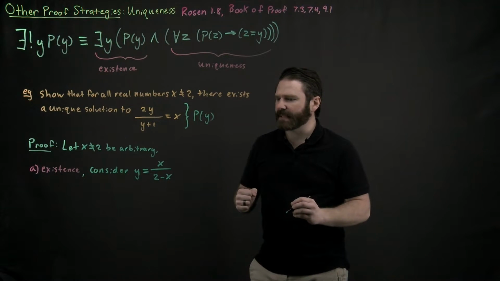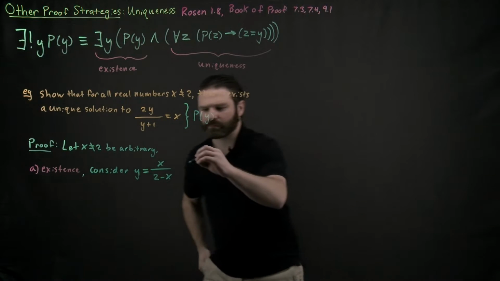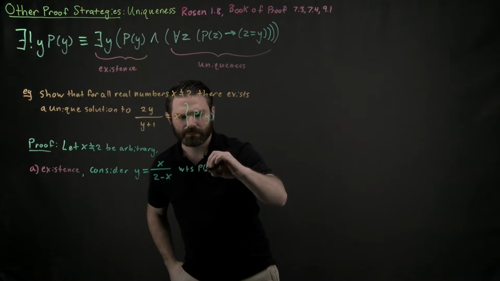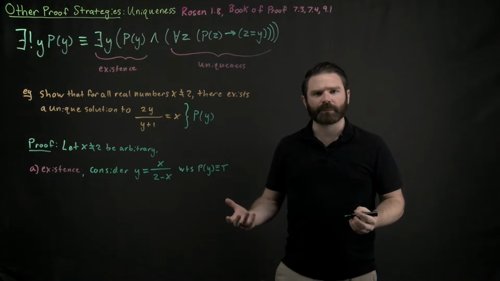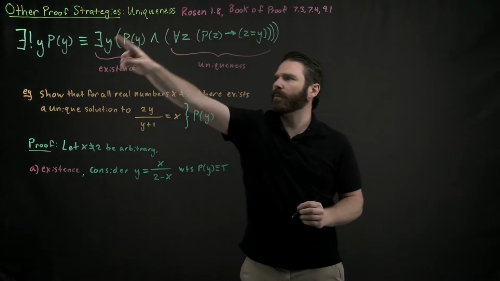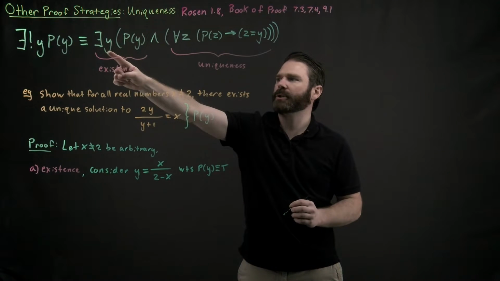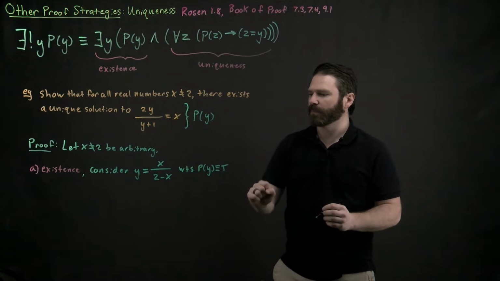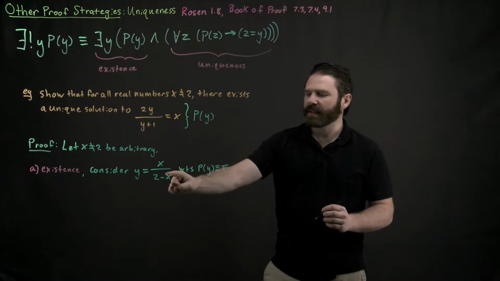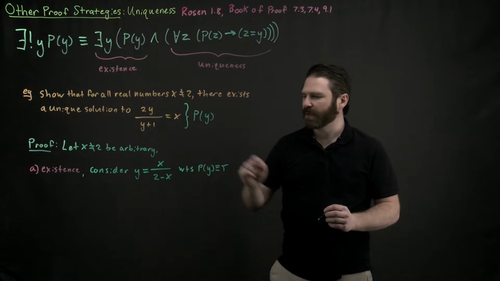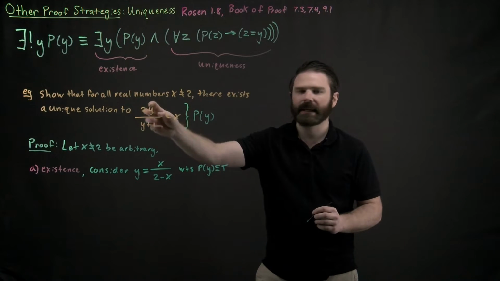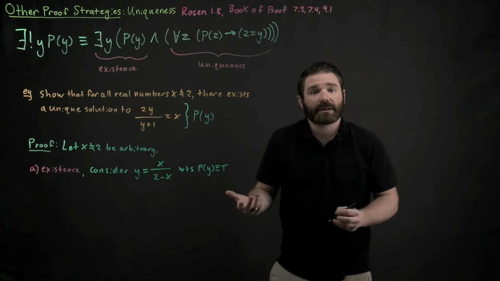So let's consider that. And what we want to show is that P of y is true. Remember, we're doing this existence part, we're trying to show there exists a y such that P of y is true. That means that I have to plug this particular y into this equation and see if it's true. So I want to take this y, plug it in here, and see if it's equal to x. So let's go ahead and just do that.